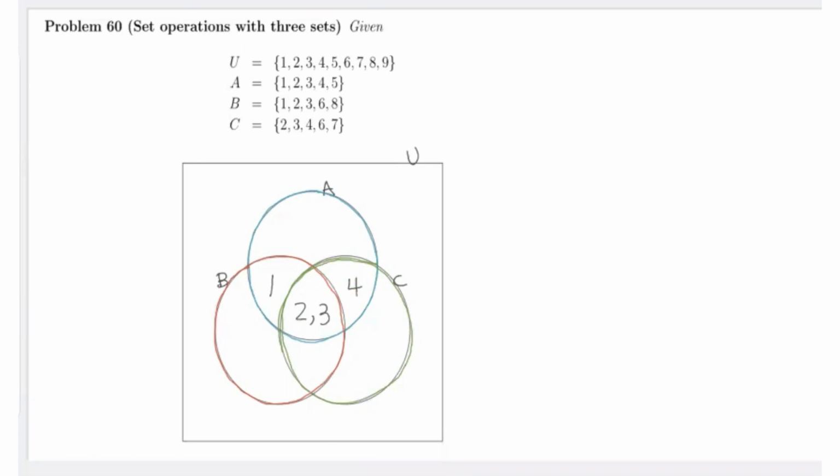Okay, next, the green and the red, red and green, green and red, right here. Okay, this one, B and C. Common elements of B and C: 2, 3, and 6. 6 is missing.